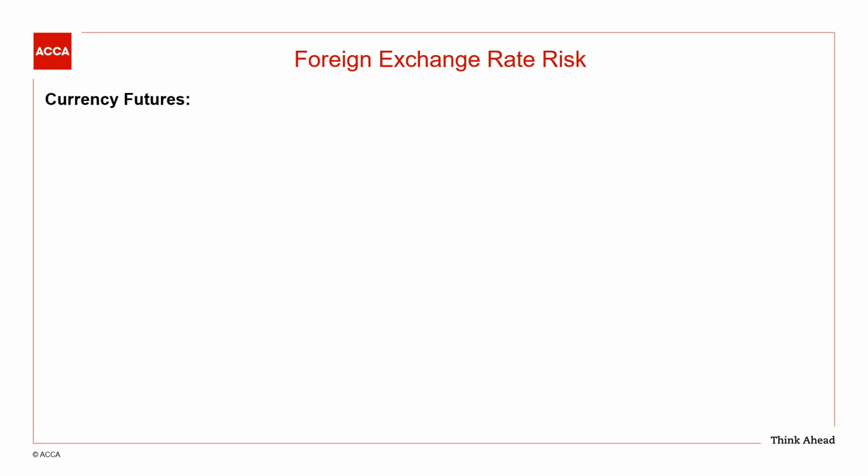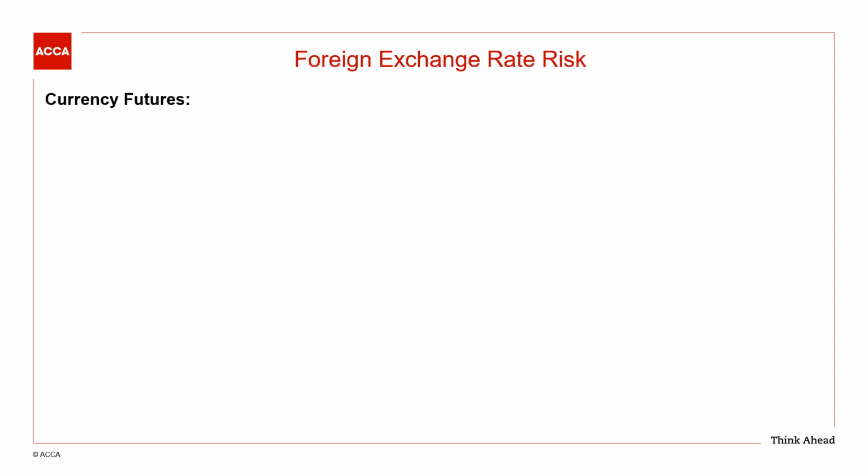Currency futures, another one. Currency futures can help where you don't know the exact date of your own transaction. Let's say you will be paying 1,000 US dollars to your supplier, but you don't know what the exact date of that payment is going to be. For that, you can have currency futures.